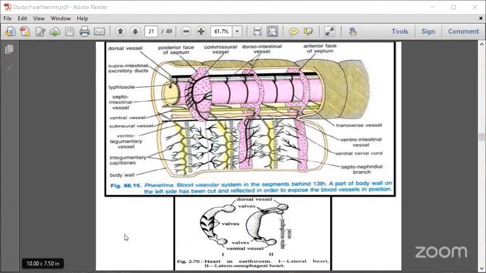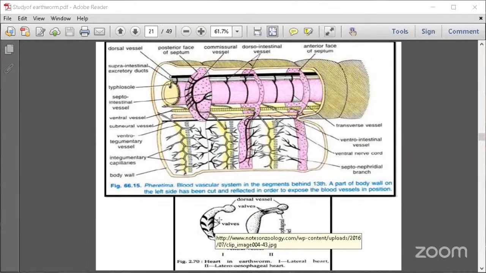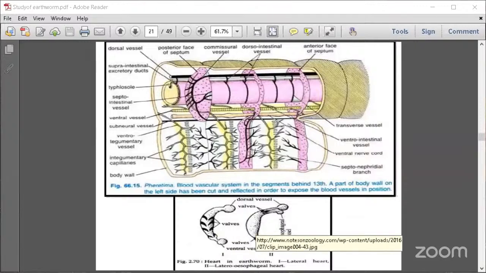The first picture depicts the lateral heart, and the second one depicts the lateroesophageal heart. Here you can see the dorsal vessel and the valves and ventral vessel.